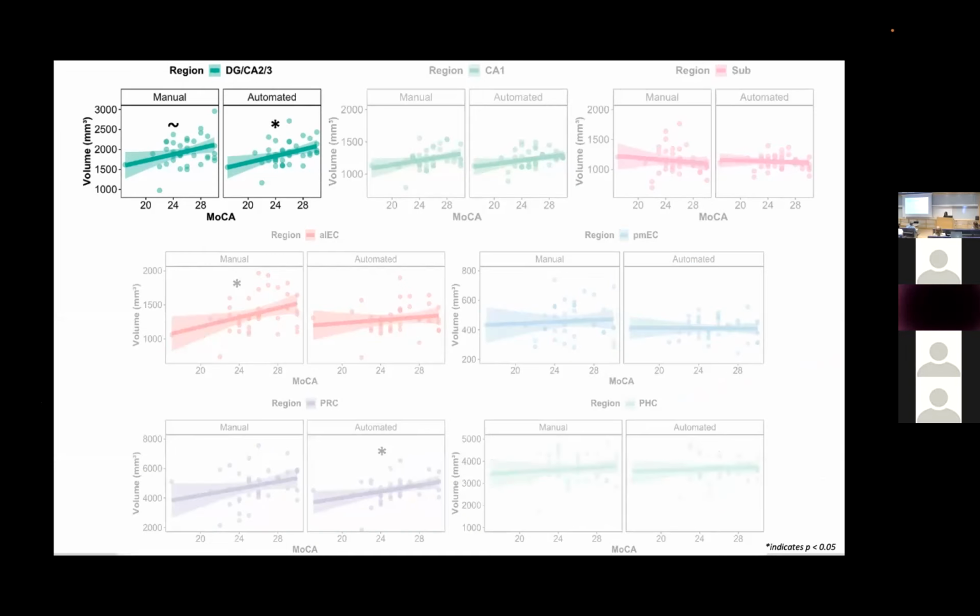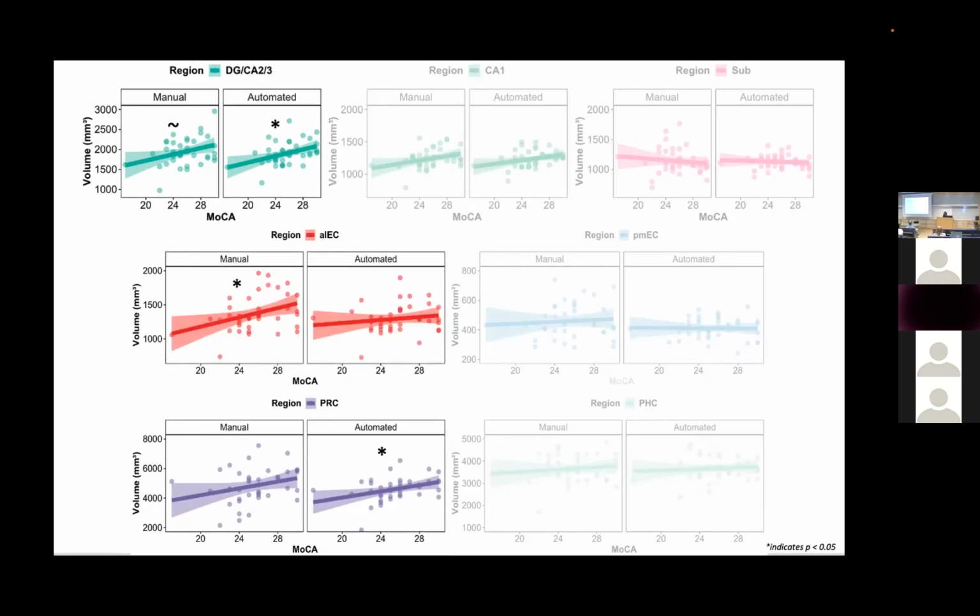But to zoom in on the regions of interest, we found a significant positive association between automated volume in the gyrus CA2-3 region and MoCA, whereas this relationship was marginal in our previous work using manual segmentation. We also found a significant positive association between automated volume in the perirhinal cortex and MoCA, whereas this relationship was non-significant in our previous work using manual segmentation.